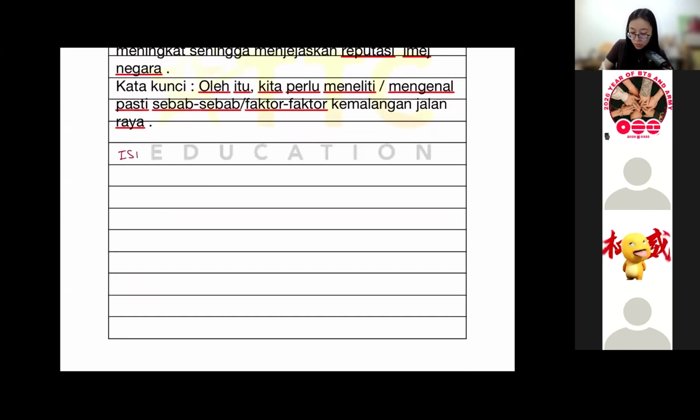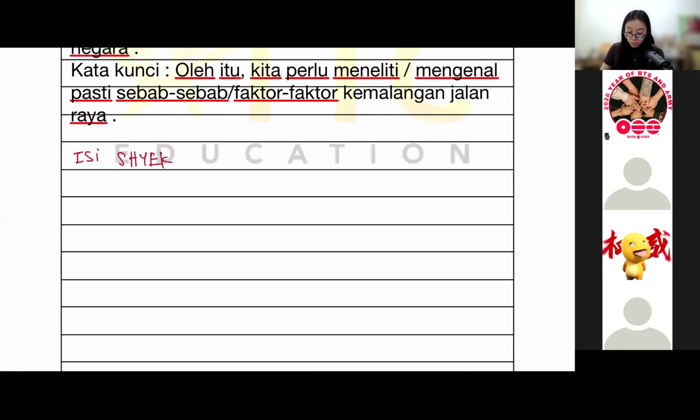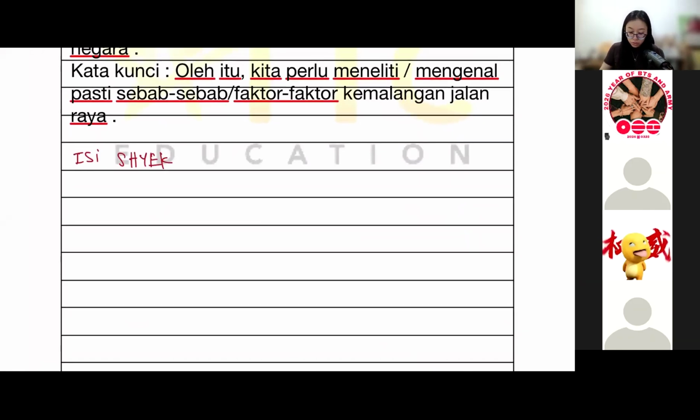So for EC, we are using SHYK, which is easy: how, why, effect, and also conclusive. So our first EC, you can say salah satu, one of it. If you use salah satu already, then don't use kata ganda. Don't say salah satu sebab-sebab. Just write salah satu sebab. If you put salah satu, then you put sebab-sebab, it is wrong.